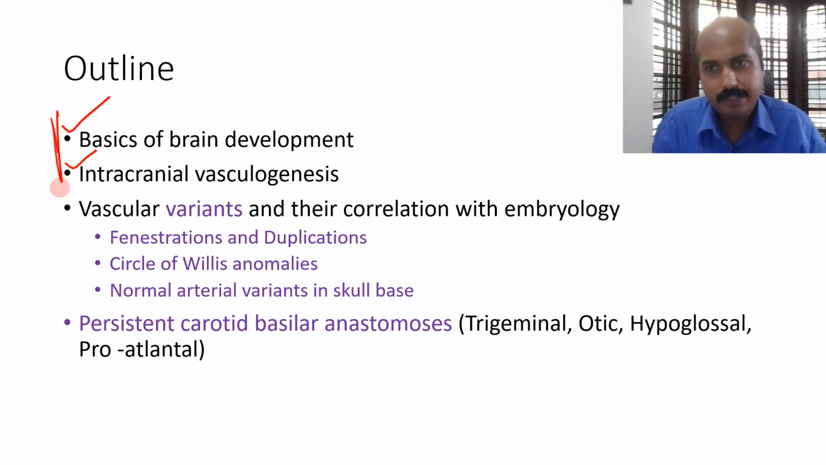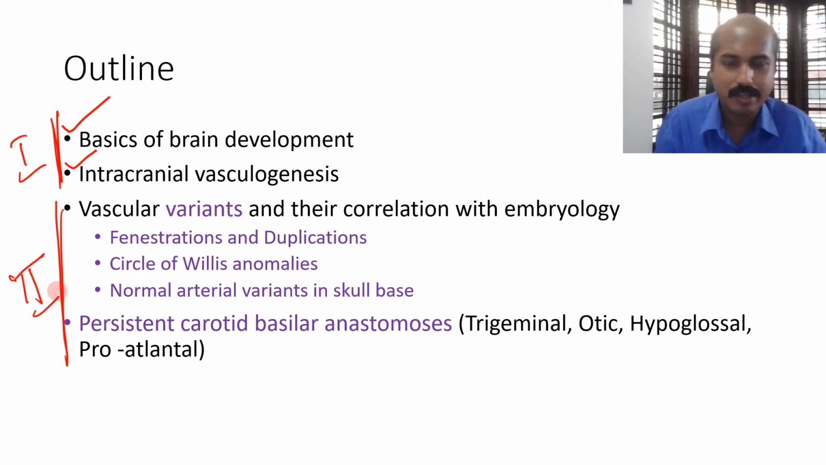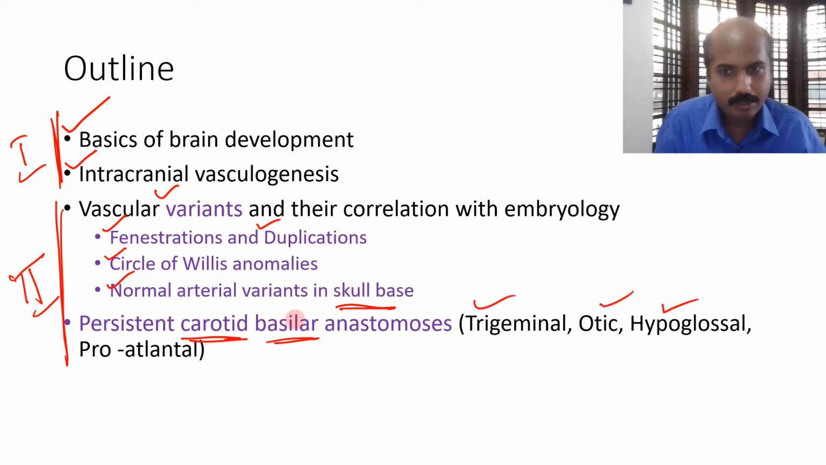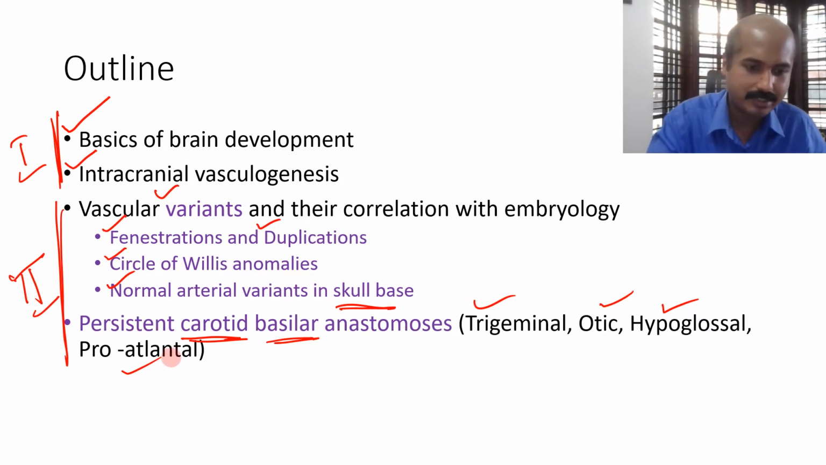So this will be the first segment of my presentation, and then I'll quickly rush through the different variants that you might encounter in your practice. This includes fenestrations and duplications, then circle of Willis anomalies. Then I'll go through the normal arterial variants, the ones that you can also see in the skull base. And I'll also go through an interesting series called carotid basilar anastomosis, which has four types: trigeminal, otic, hypoglossal, and proatlantic. We'll go through these in that chronological order.